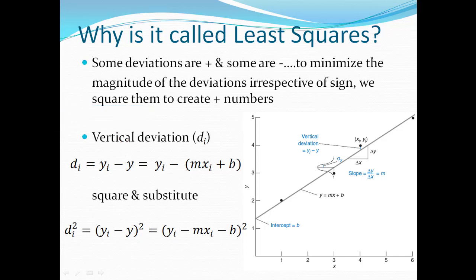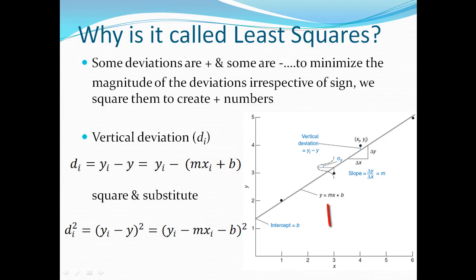So you have yi, which is the vertical position of the point, minus what y equals, mx plus b. And you square that. So that's what you see down here. It's yi minus mx minus b squared. So in essence, you're taking all the vertical deviations and squaring them, so you're getting all of these numbers in positive, which is what you want to do. That's why it's called the method of least squares.